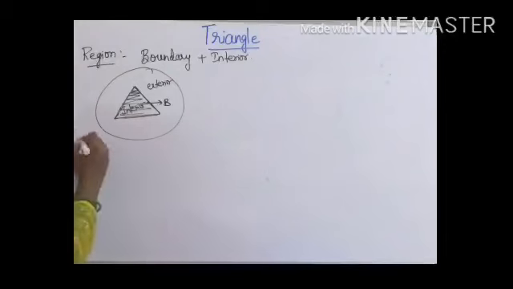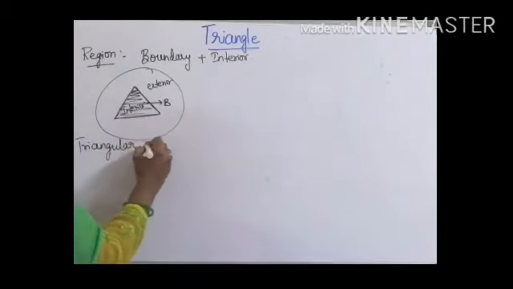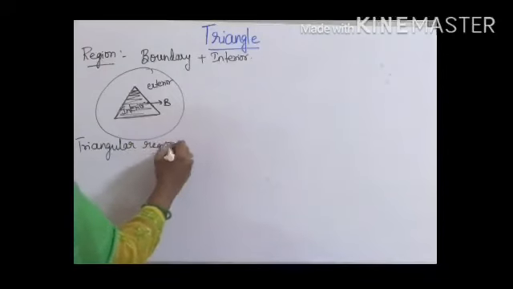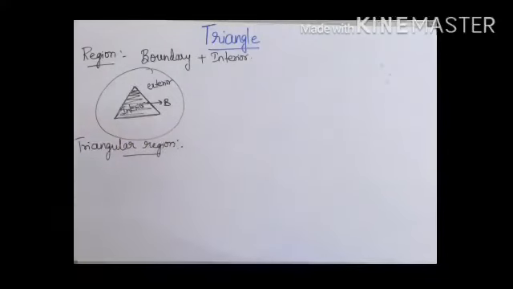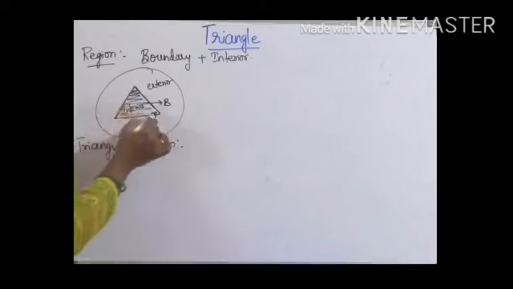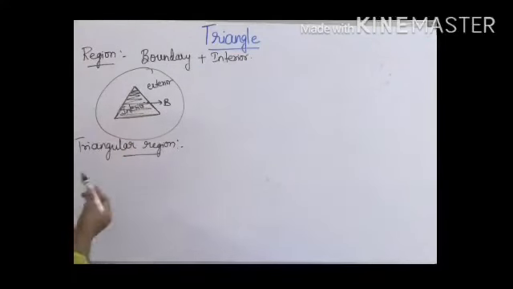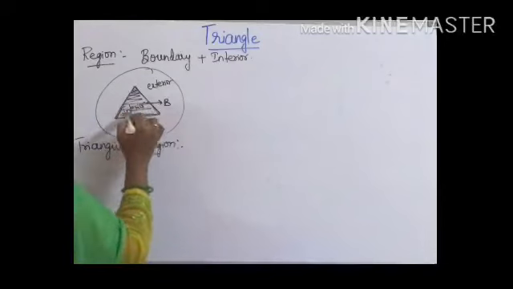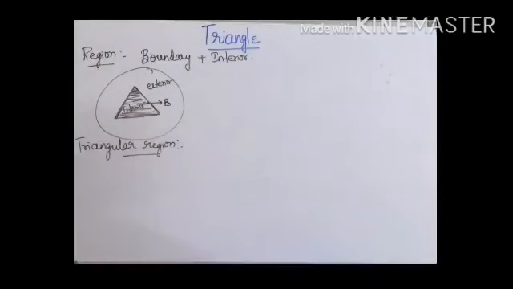Then what is a triangular region? Here the boundary and the interior of the triangle together is called the triangular region. Can I say this shaded part is called the triangular region? Yes, it is a triangle with the interior and the boundary. Then we call this a triangular region.